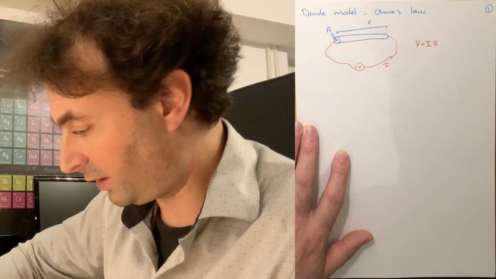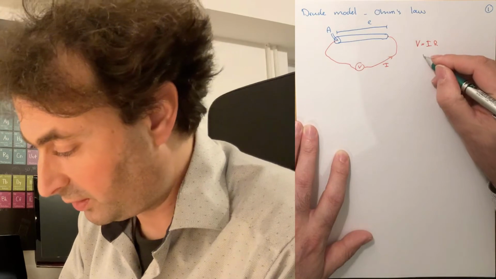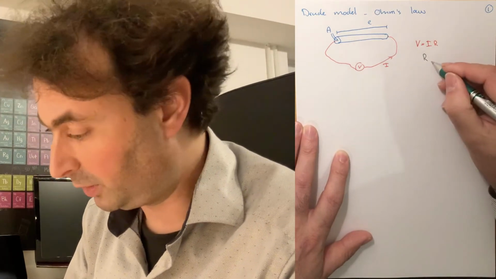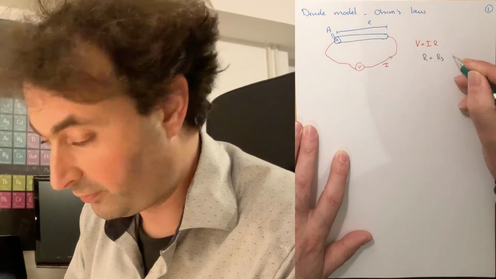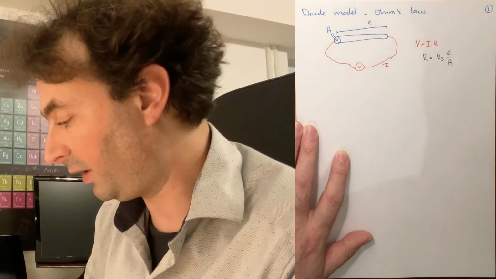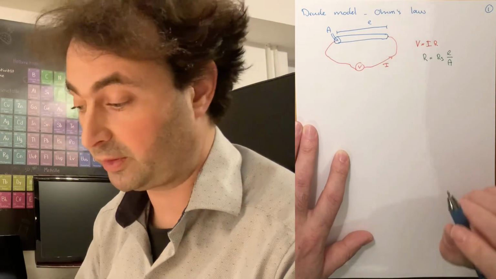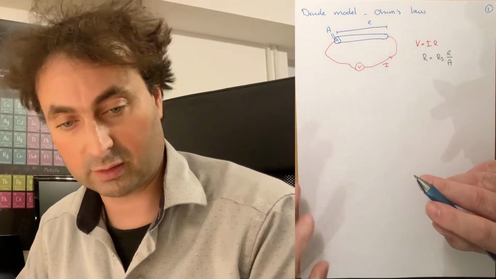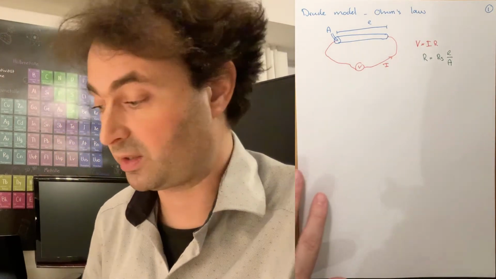We can actually express the resistance in terms of a material constant and the length of the rod divided by the area. So the longer we make the rod, the bigger the resistance, the thinner we make the rod, the bigger the resistance.